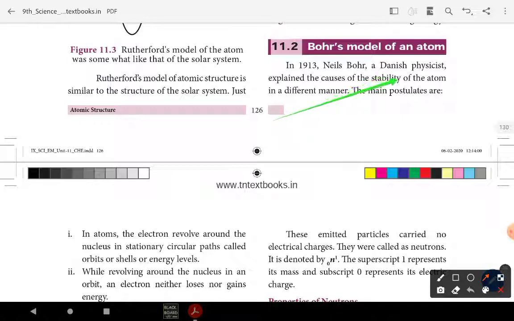Okay, so here he explains the causes of stability of the atom in a different manner. So what are the main postulates?